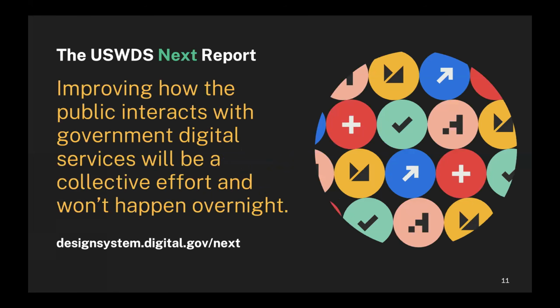Slide 11. Improving how the public interacts with government digital services will be a collective effort, and it won't happen overnight. Read and download the complete report at designsystem.digital.gov/next. In the report, you'll get to see plenty of colorful abstract icons, like the ones featured in the lens image on this slide. Red pluses, yellow triangles, minty green check marks, pink Tetris blocks, and a blue arrow pointing up. Sounds like a kid's cereal. And we'll keep working for you and with you to make these improvements real throughout the year and moving forward.